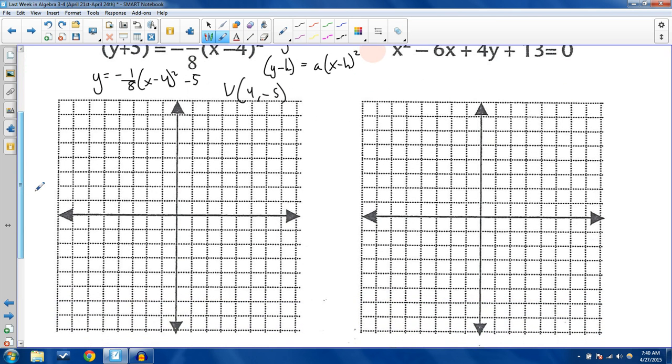So as I graph this, let's go and do that. 1, 2, 3, 4. 1, 2, 3, 4, 5. There's the vertex. The shift, the stretch factor stuff, negative 1/8.